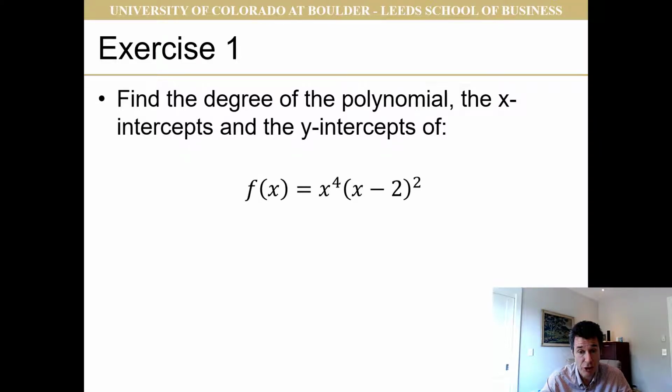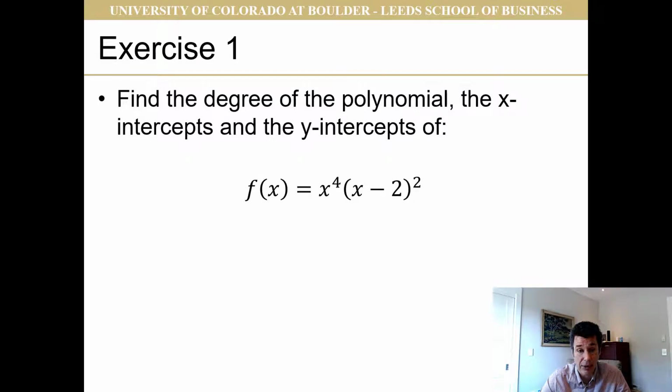So that first term is x to the fourth. The second term, the (x - 2) squared, is going to, if we multiplied it out, have an x squared term in it. X to the fourth times x squared is x to the sixth. So that is degree 6.